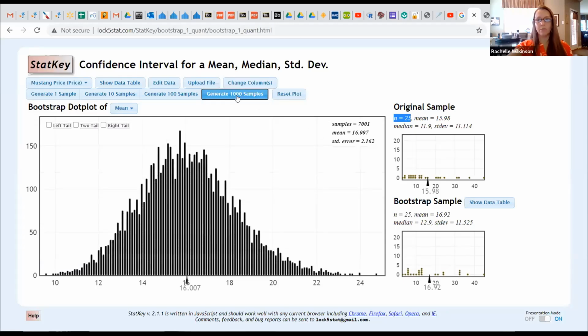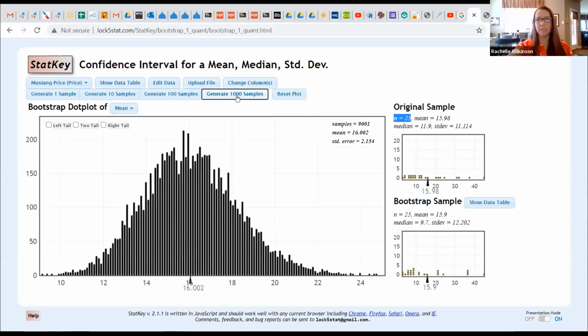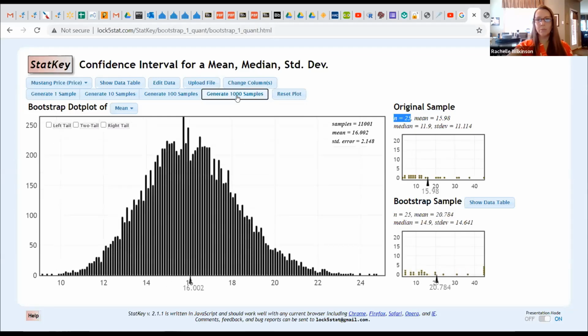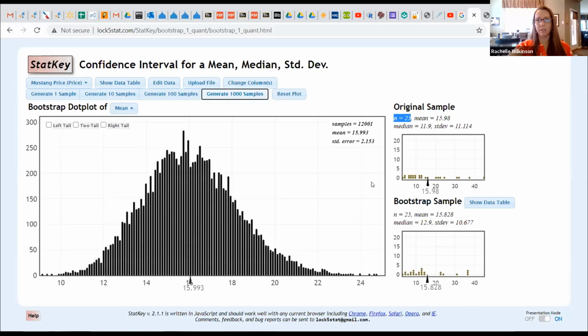And so we want to get to the point where we're seeing very similar values as we click on this. All right, once we've done it several thousand times, then the standard error that's in this upper corner here, that's the number we're going to use to construct our confidence interval, along with the original sample statistic.